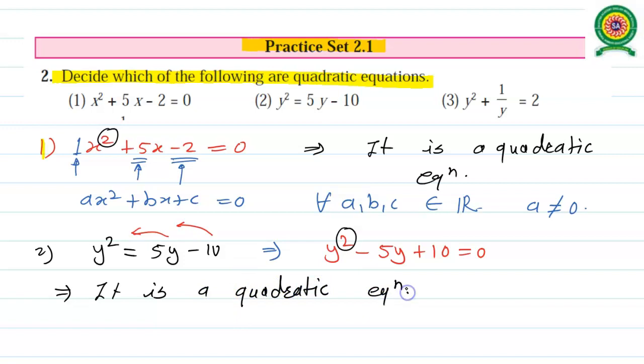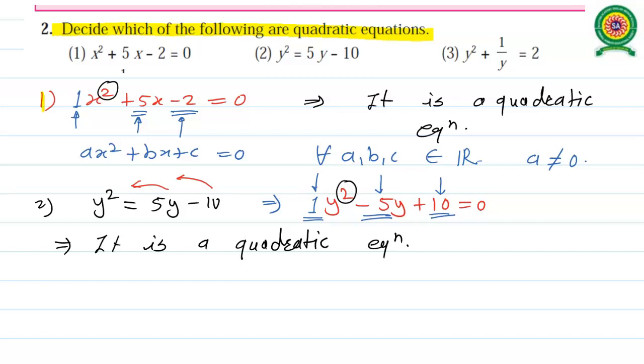Now be focused, you may compare it with ax² + bx + c = 0, so that a is the coefficient of y², which is 1, b is the coefficient of variable y, which is minus 5, and c is the constant, that is 10.